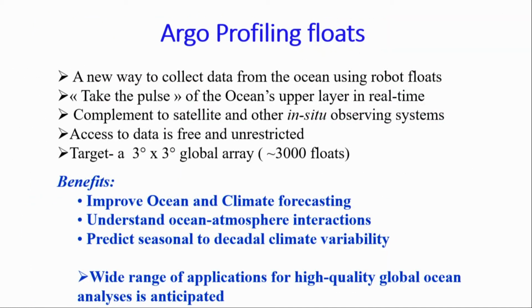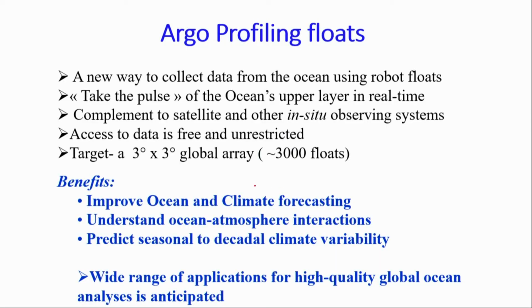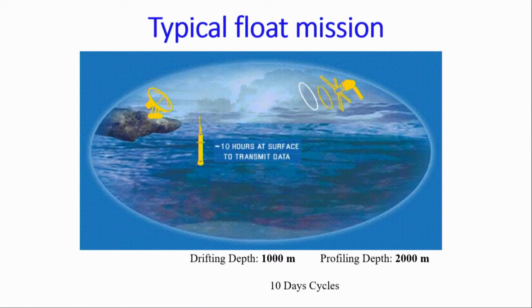So the next important platform is the Argo profiling floats. This is a new way to take measurements from the ocean. Basically it is an oceanographic radiosonde. In the atmosphere, they launch a balloon up to the troposphere. Similarly in the ocean, they launch these Argo floats up to 2 kilometers depth. The importance is to resolve and improve ocean and climate forecasting and understand the mass and heat transport, and finally to predict seasonal to climate variability. So this is a typical float, and how it works.